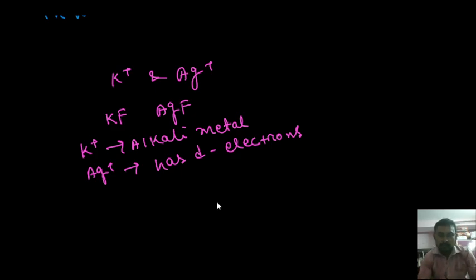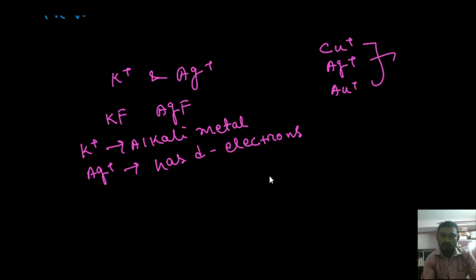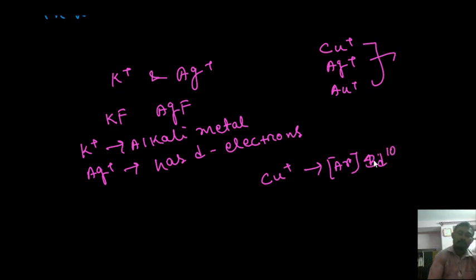Because it has something: copper, silver, gold. This is the same trend in the same group: Cu+, Ag+, Au+. So these all have d electrons, because if I talk about the copper electronic configuration, argon 3d10, so d electrons.